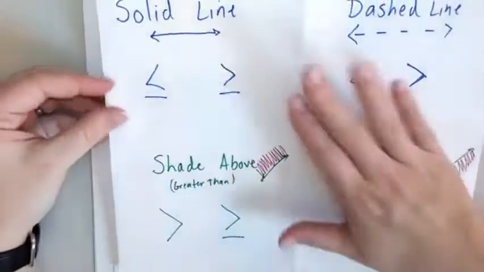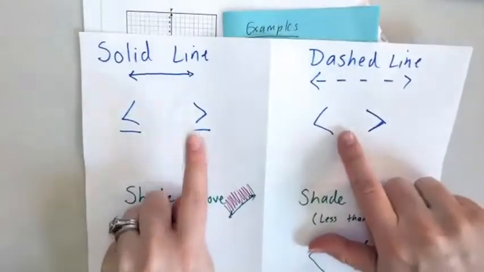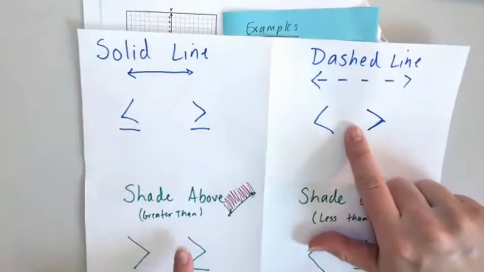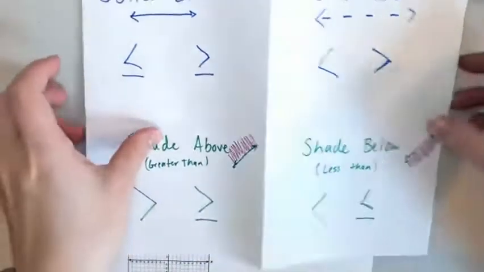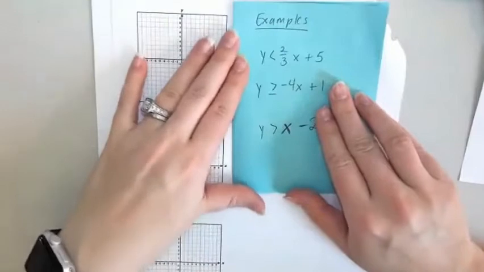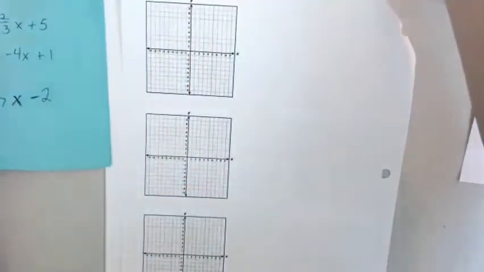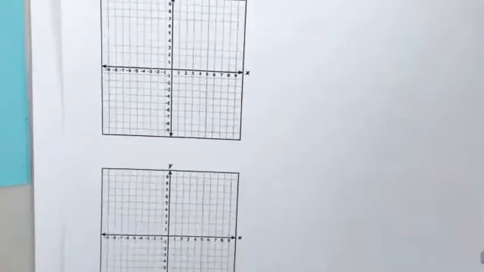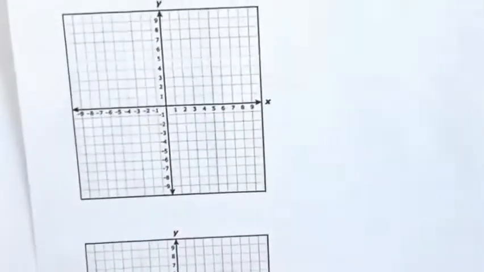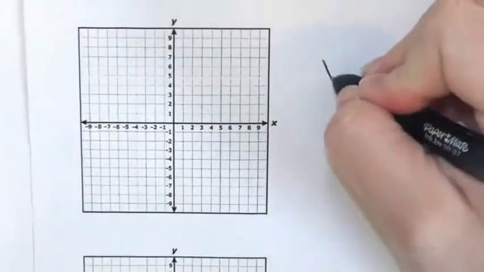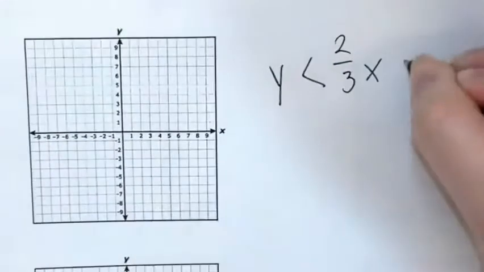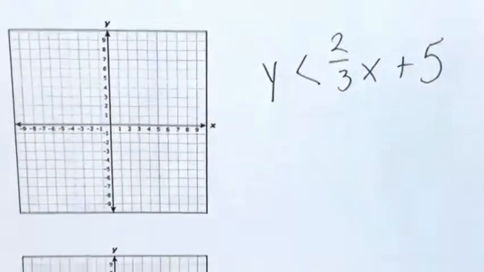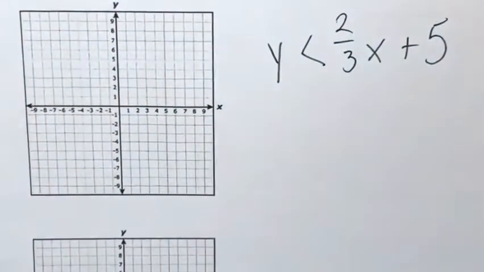And I'm going to be using that reference sheet that we put together, especially this side, to remind me when to use a solid line versus a dashed line, when to shade above versus shading below. So keep this handy. All right, so here's the examples we're going to do. I'm going to zoom in a little bit here so it's easier to see my graph. And I'm going to write down the first problem. Y is less than 2/3 x plus 5. I'll zoom out just a smidge.